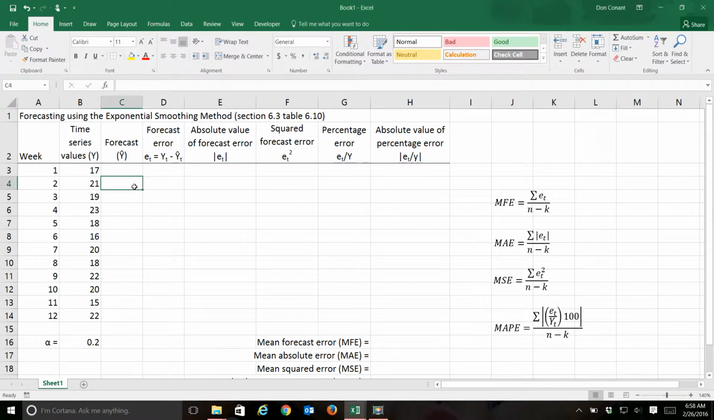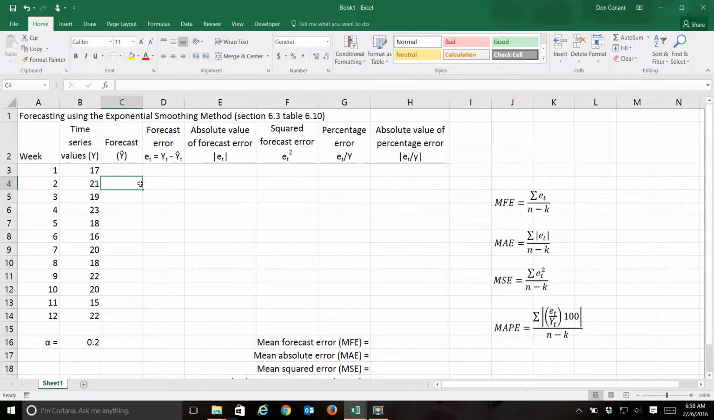In this video, we'll look at exponential smoothing as a method for forecasting, presented in section 6.3, and then linear trend as another method for forecasting, presented in section 6.4.